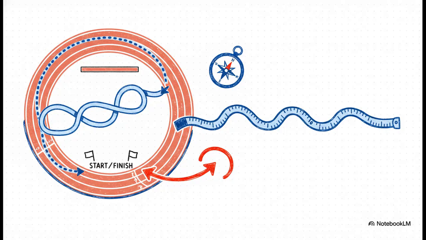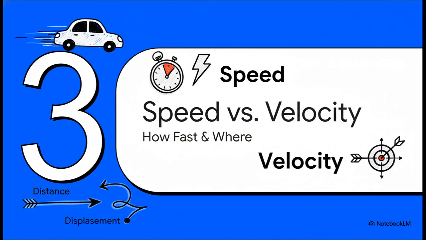And get this, it leads to a really wild idea. Think about a marathon runner. They run a huge distance, right? Over 42 kilometers. But if their race finishes at the very same spot where it started, their total displacement is a big fat zero. Why? Because they ended up right back where they began. So we've nailed down how far with distance and displacement.